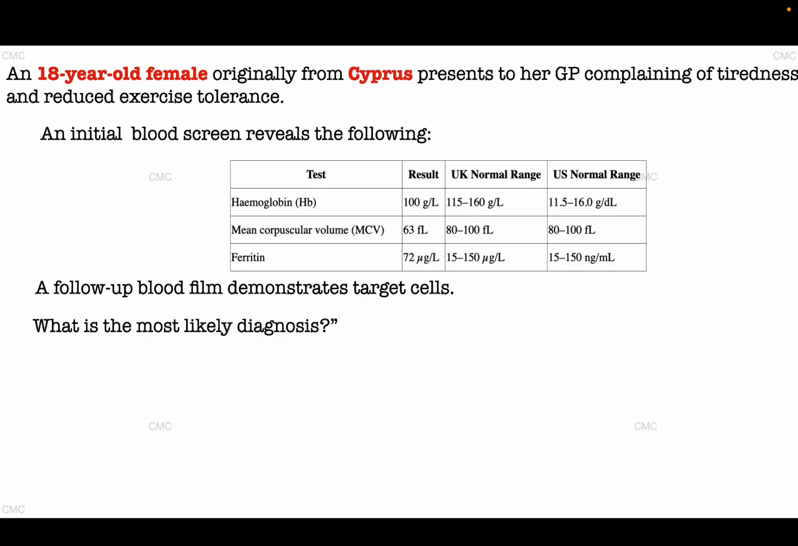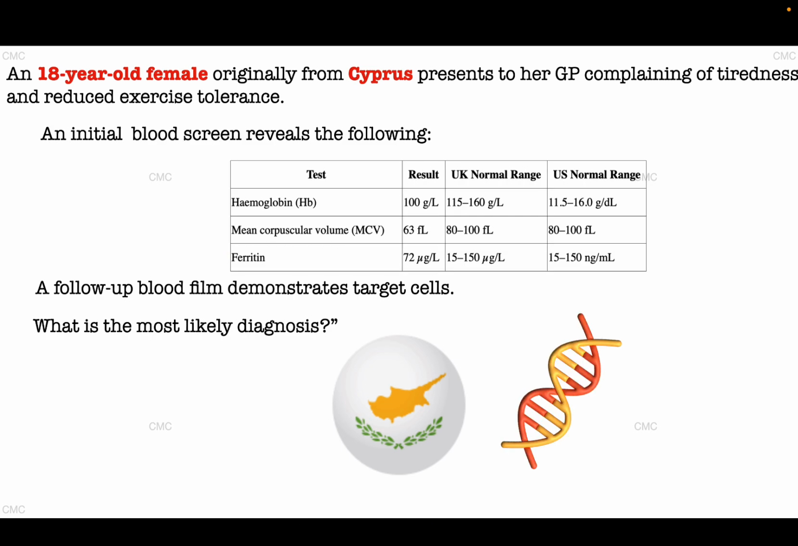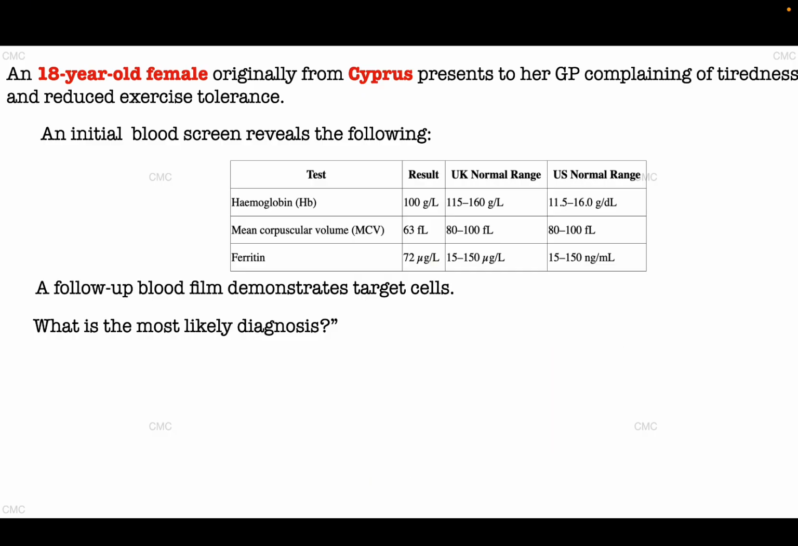The patient is an 18-year-old woman from Cyprus, which is a Mediterranean country and clinically relevant because certain inherited blood disorders are more common in this population. Her hemoglobin is low, so she is anemic. Her MCV is also low, which tells us this is a microcytic anemia.